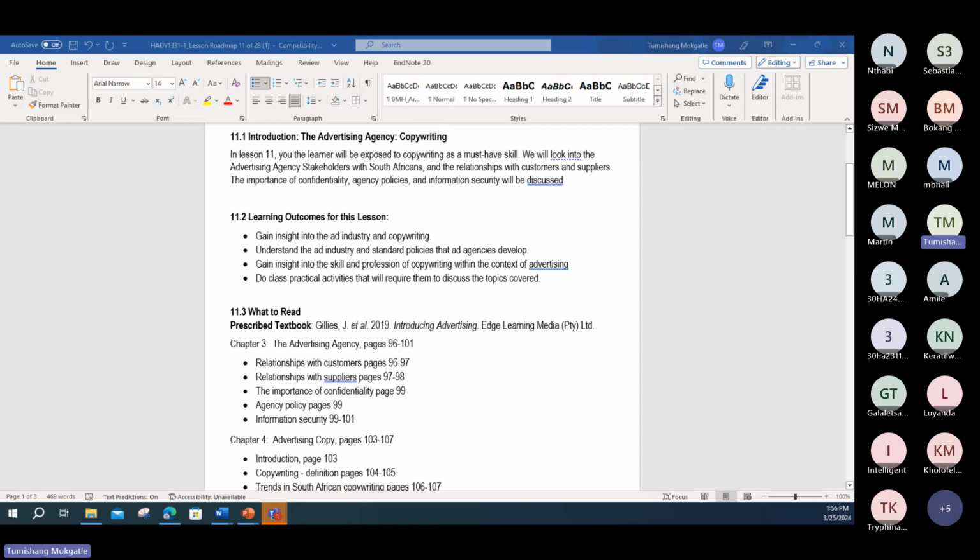Learning outcomes. We're saying here that you need to gain insight into the industry of copywriting, understand the industry, so the advertising industry and standard policies that advertising agencies develop, gain insight into skills and profession of copywriting. I did ask if I have those that would like to pursue a career in copywriting, and I don't remember anyone raising their hands, but I understand because it's still fresh. So maybe right after the chapter of copywriting, I will rephrase the question again. Then also lastly, do class practical activities and topics covered.